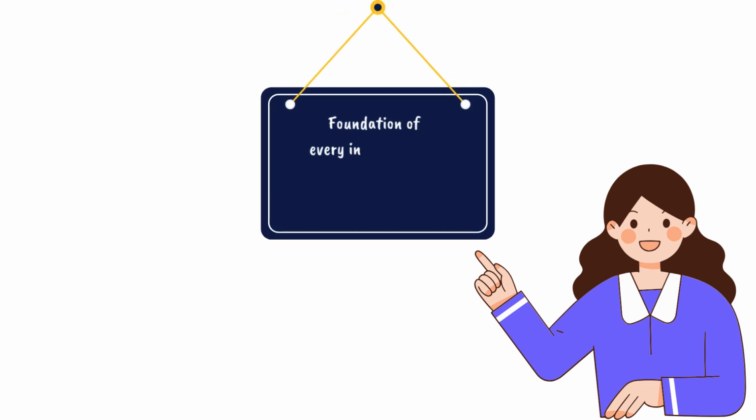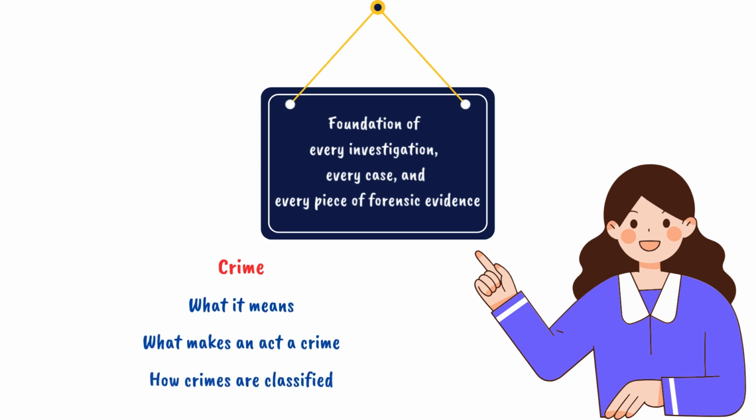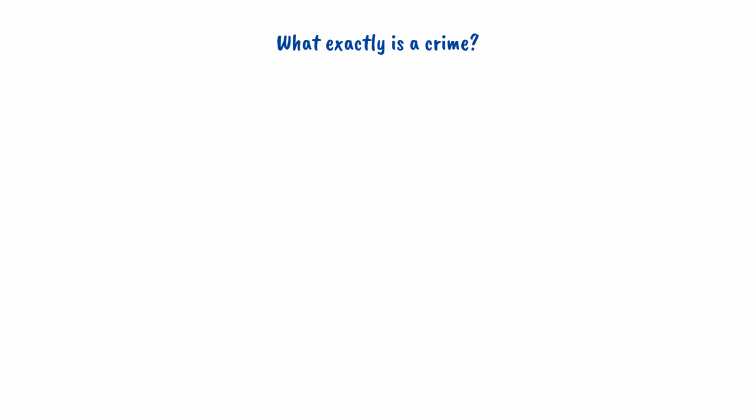Today we are going back to the basics, something that forms the foundation of every investigation, every case, and every piece of forensic evidence. Let's talk about crime, what it means, what makes an act a crime, and how crimes are classified. So, what exactly is a crime?